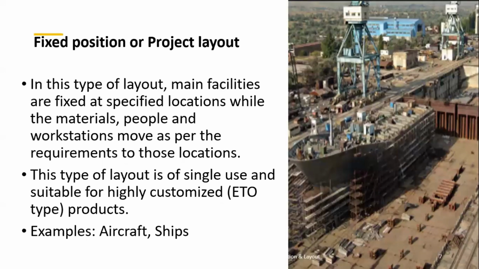Then your fixed position layout, examples are aircraft and ships. Here we are seeing a shipbuilding yard. In this type of layout, main facilities are fixed at specified locations, while the materials, people, and workstations move as per the requirements to those locations. This type of layout is of single use and suitable for highly customized products. The examples we already saw. That's about your fixed position layout.